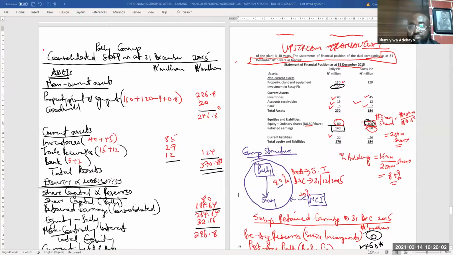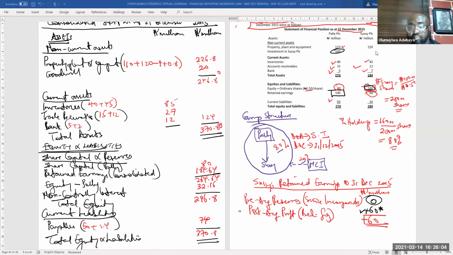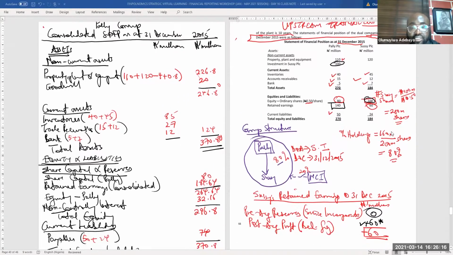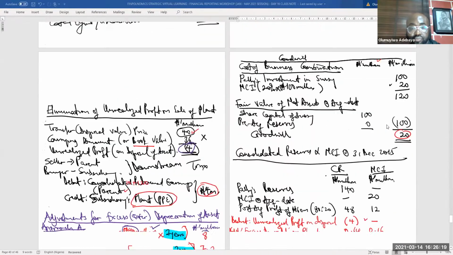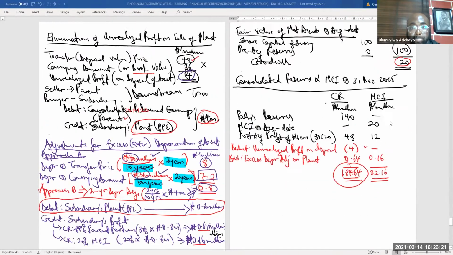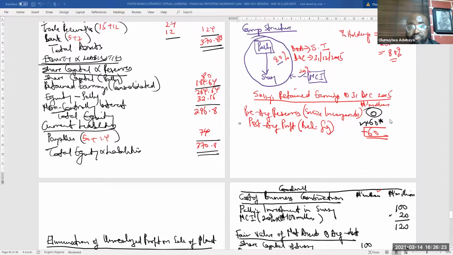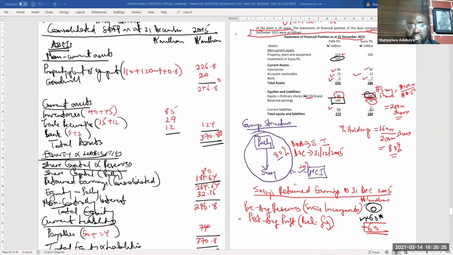Okay. I've realigned it. I've copied and realigned it. All information remains the same.